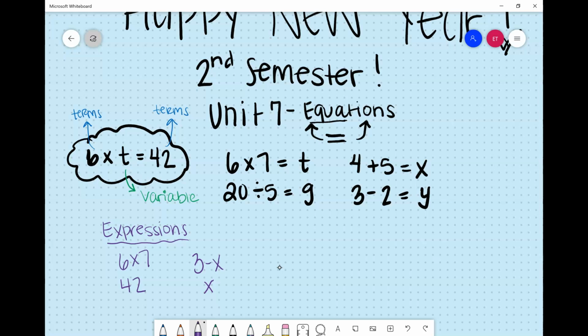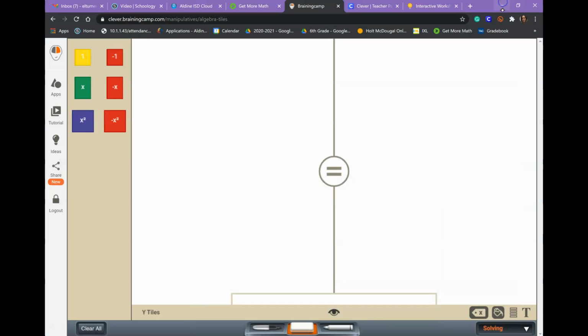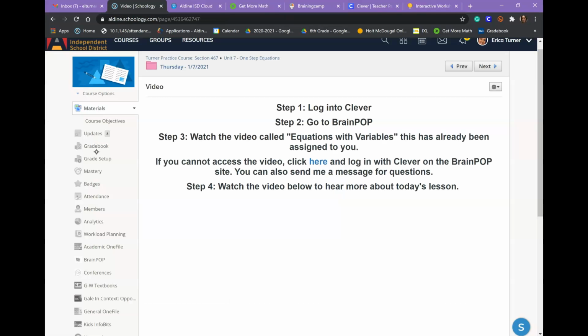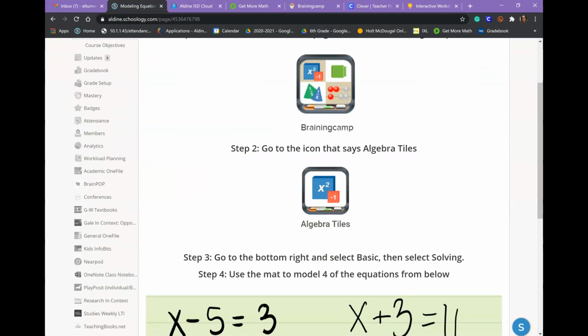But what we're going to be doing today is we're just going to be modeling equations. So hopefully you've already watched the video from BrainPop. Now what I'm going to do is show you how to use the model in Braining Camp. You could go back to Schoology and go to the next page in this folder, and it will tell you how to get to Braining Camp.